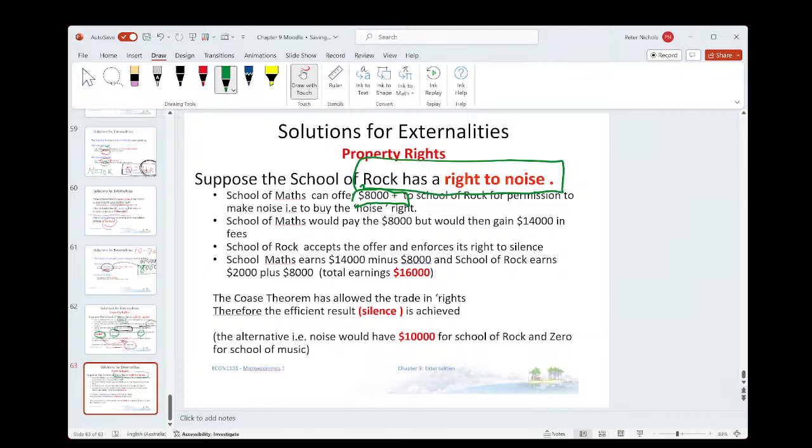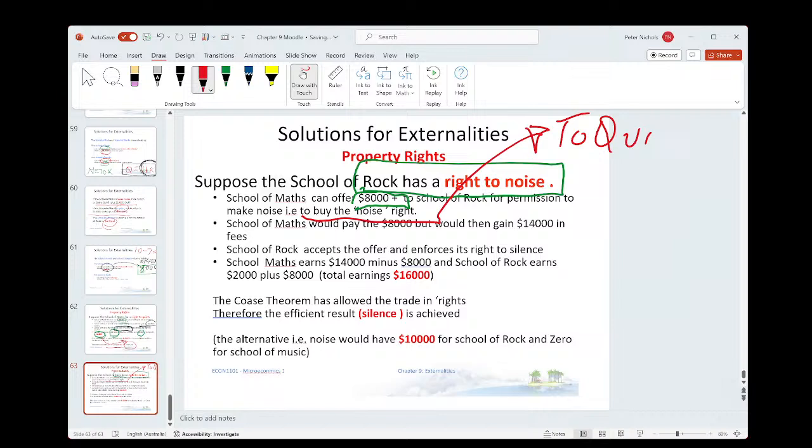And in theory, the School of Rock will accept, because now they're getting more than $8,000 from the School of Maths, plus their remaining $2,000. So their income would actually go up. So will the School of Rock accept their offer? They're trying to buy the right to quiet. They're trying to trade the right to noise away.